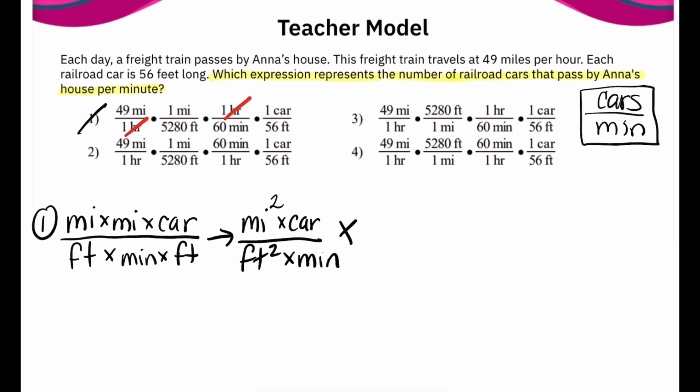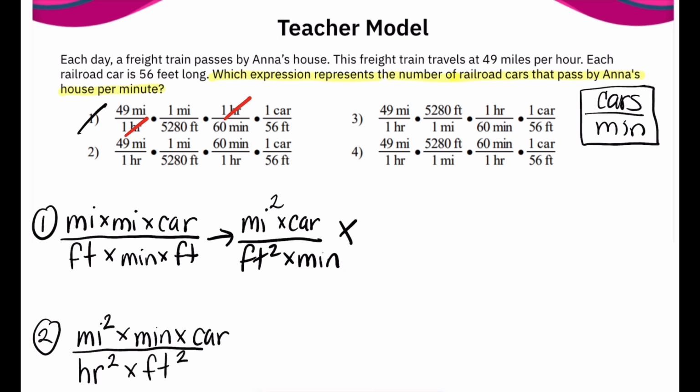All right, so we're going to do that same process for number 2. Remember, first step, just look. Is there anything you can cancel? Take a second to look. All right, and you may have noticed that there's nothing I can cancel here because I have miles times miles. So I'm going to have square miles times minutes times car. And on my denominator, I'm going to have hours squared times feet squared. So there's nothing to cancel. That's not going to give me what I want, which was cars over minutes. So number 2, absolutely eliminate.